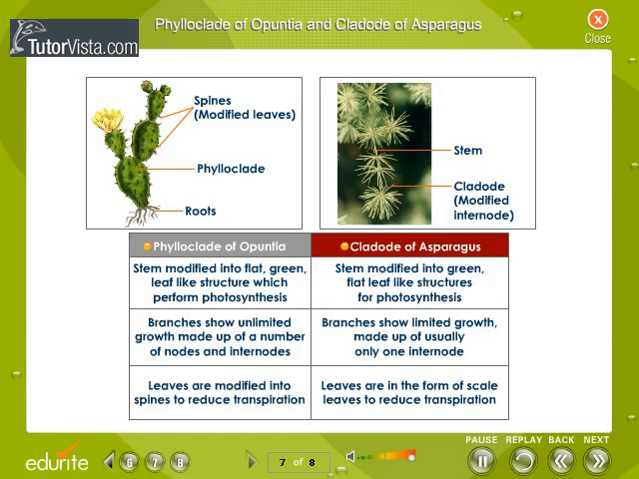Cladode of Asparagus. Stems are modified into green and flat leaf-like structures for photosynthesis. Branches show limited growth and are made up of usually only one internode. Leaves are in the form of scale leaves to reduce transpiration.